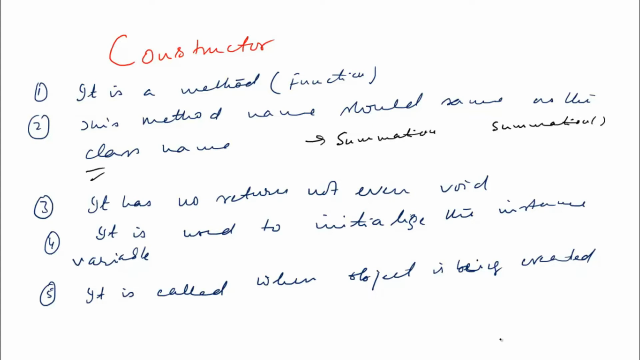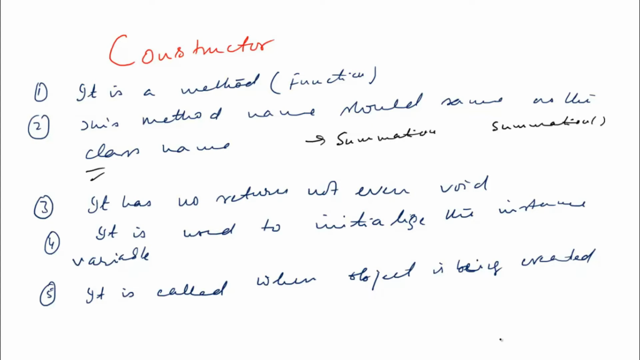So we will see how we will create the constructor here and the types of constructors. And it is used to initialize the instance variables, and it is called when an object is being created. So here no void, no return value. Now it is used to initialize the instance variable. Whenever we create any object from a class, the instance variables should be initialized. They must have initial values. Okay, and it is called when that object is being created.